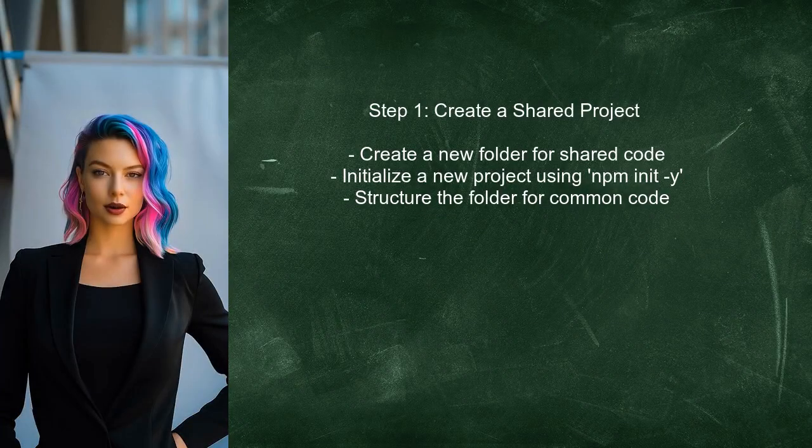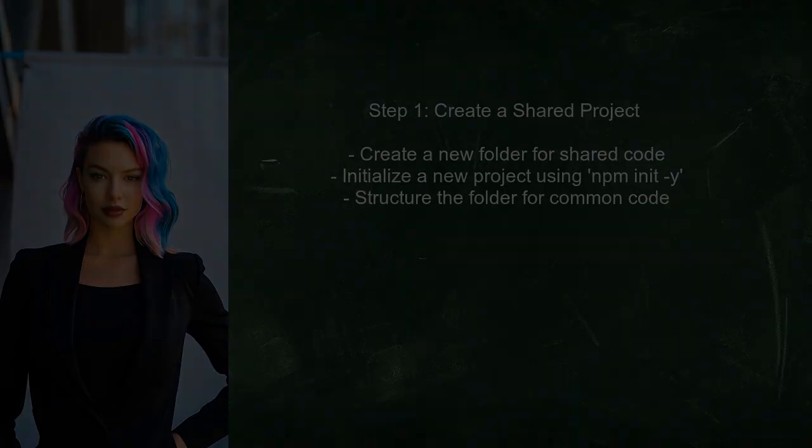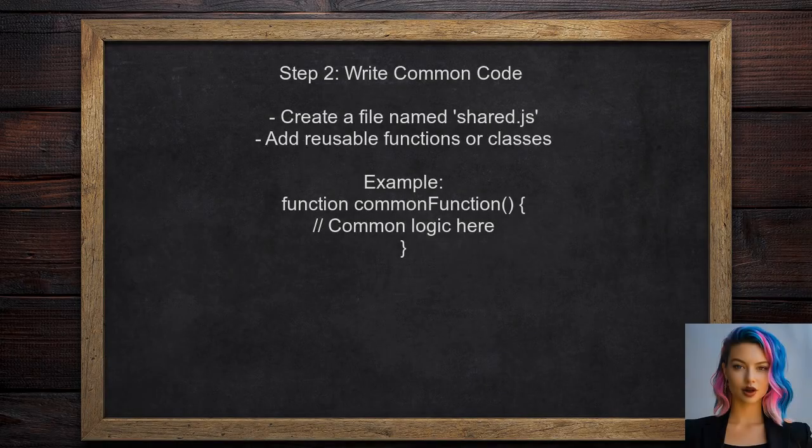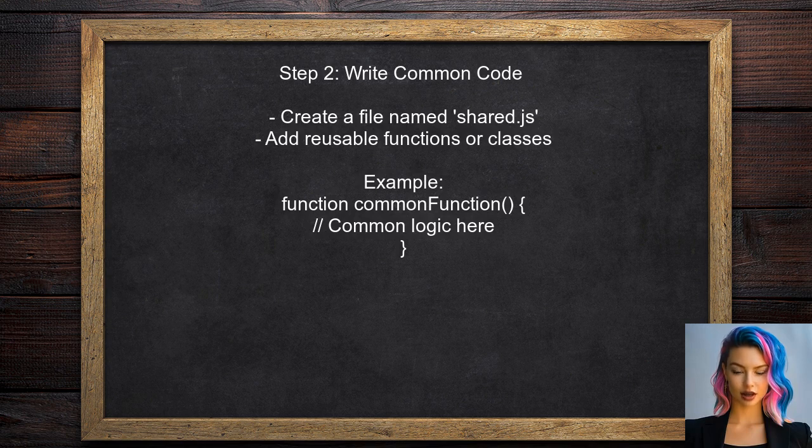even smoother. To share common code among Azure functions, the user should start by creating a shared project. This project will contain all the common code that can be reused across different functions. Next, the user should write the common code in this shared project. This could include utility functions, classes, or any other reusable components that the Azure functions will need.